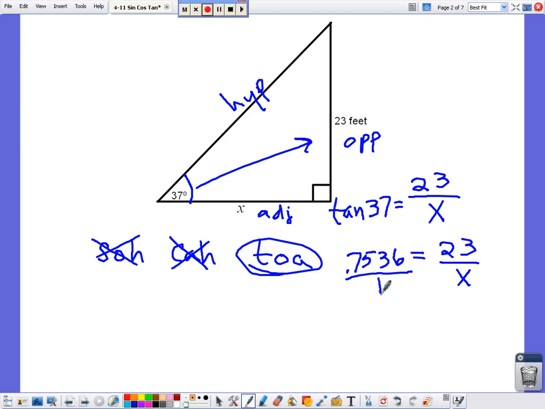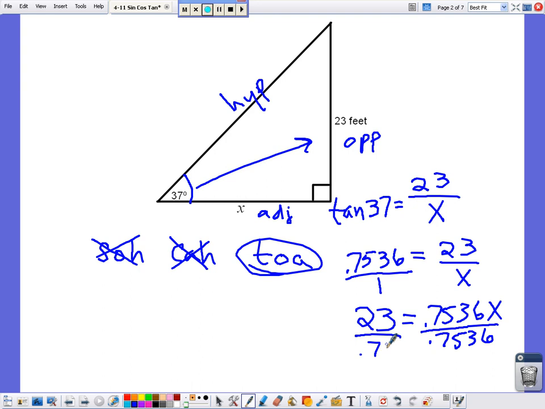So when I cross multiply, I get 23 times 1 equals 0.7536x. To solve this equation, to get 1 x by itself, all I have to do is divide both sides by 0.7536. Some students kind of skip this step. They just do it all in their calculator, and that's perfectly fine.